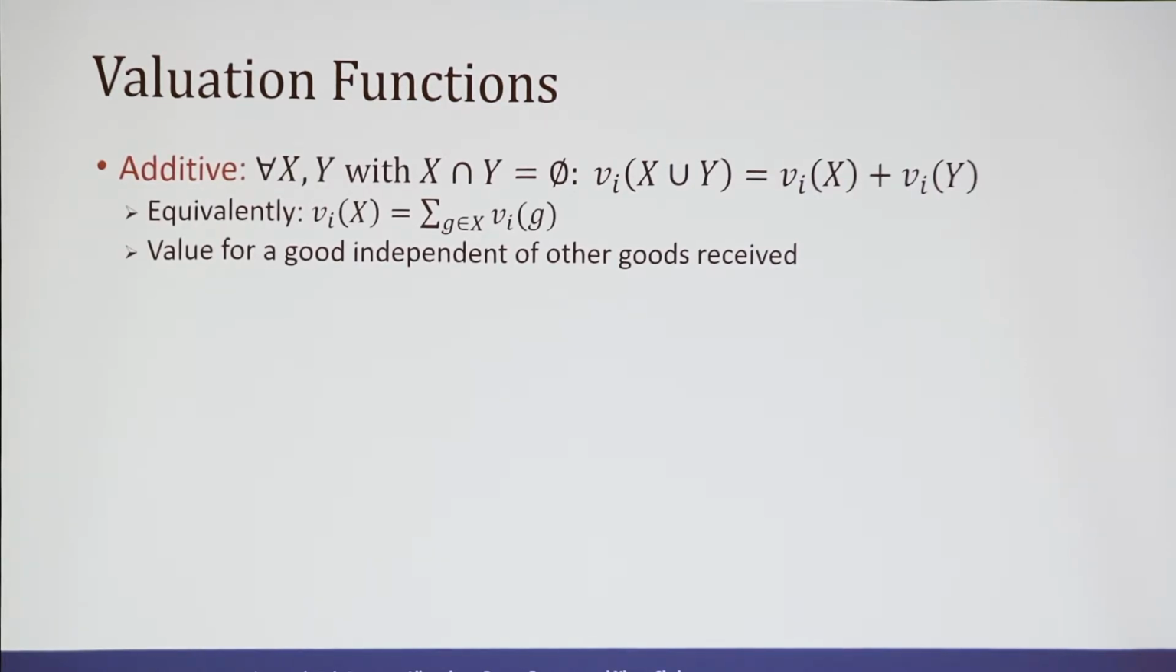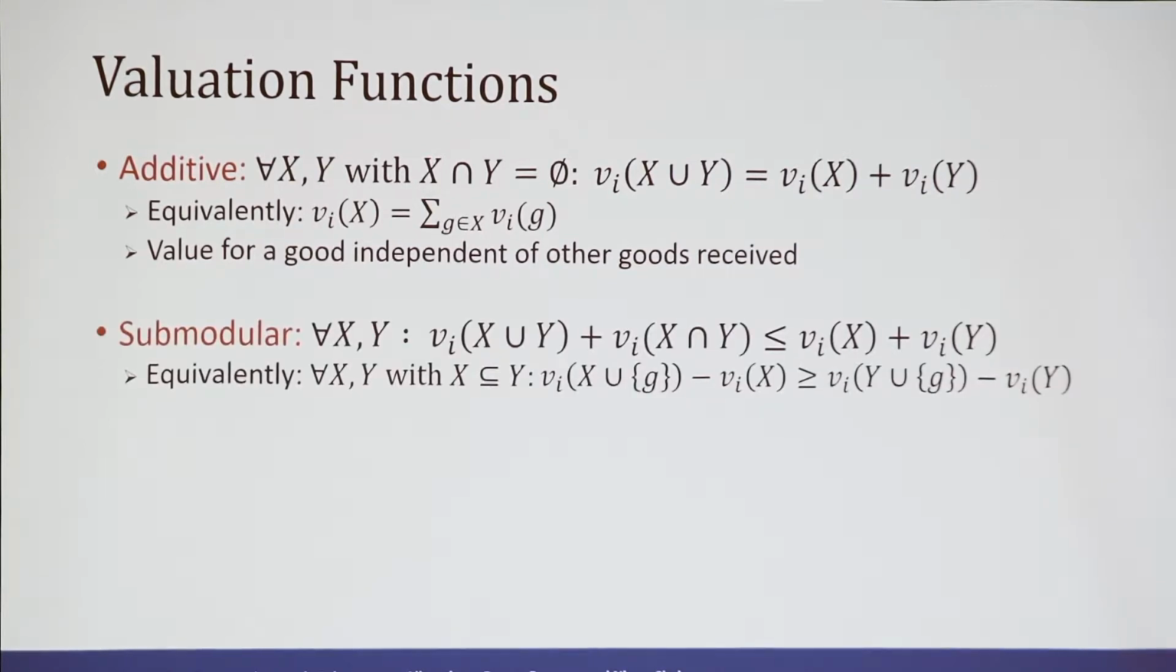Okay, and now we're going to, at least at times, consider more general classes of valuation functions. So we still have our additive valuation functions. These are exactly what we've been considering so far, where the value for a good is independent of the other goods that you've received. We're also going to think about some more general classes.